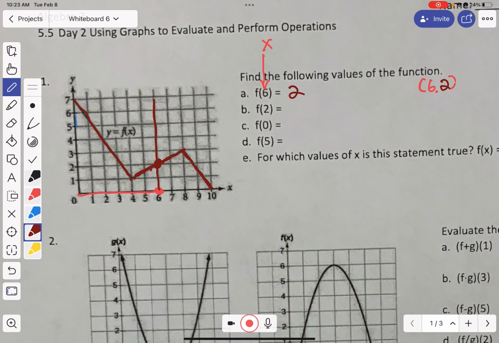So if I want to find f of 2, that's saying I'm going to the right 2. How many do I have to go up to intersect with my graph? I have to go up 4 to intersect with my graph. So f of 2 is equal to 4. Then for 0 and 7, because if I look at 0, it's right there. It goes up there. It intersects with 7. So the answer is (0, 7).